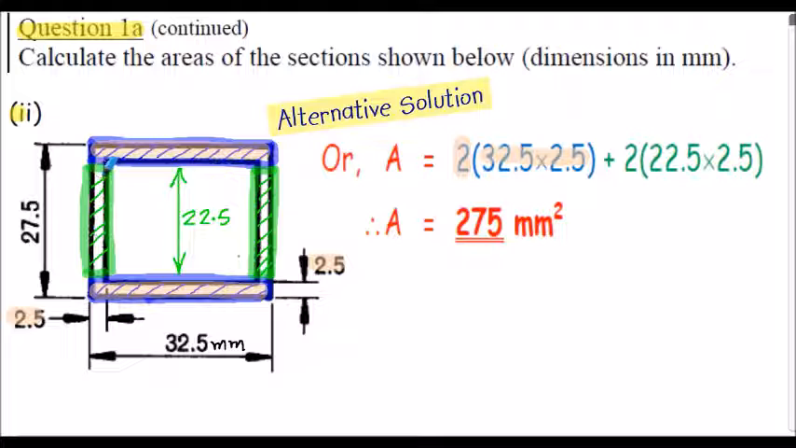Next I've calculated the sides here, 2 vertical rectangles. They're 22.5 millimeters by 2.5 millimeters, and of course again 2 of them. So evaluating, the area again is 275 millimeters squared. Just an alternative approach there for calculating the cross-sectional area.